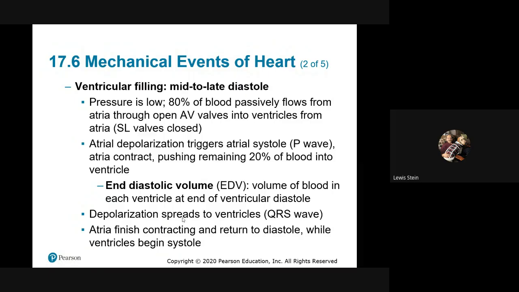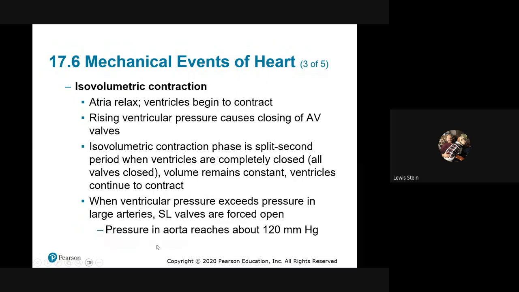And so at that point, as the signal finally gets through that AV node and the bundle branches, the ventricles depolarize. The atria by that time will finish contracting, and at the same time, the ventricles are starting. Very aggressive.